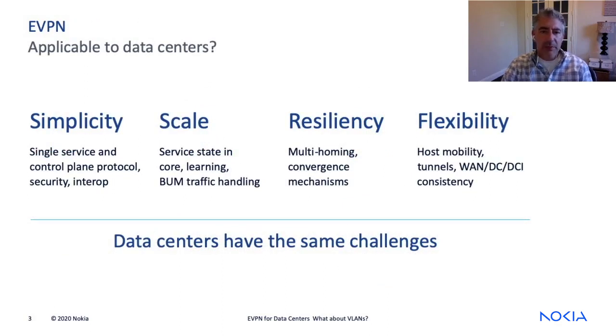EVPN was originally developed to address emerging needs in carrier networks, such as the simplicity of a single control plane for both L2 and L3 services, scalable service state and efficient address learning, improved and open multi-homing for resiliency, and flexibility for host mobility, data center interconnect, and WAN services. Data centers have many of these same challenges and therefore can benefit from adopting EVPN.